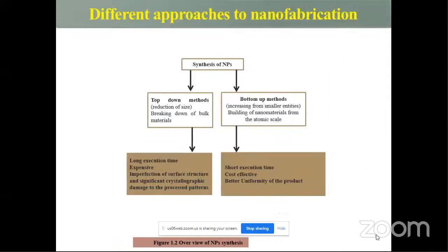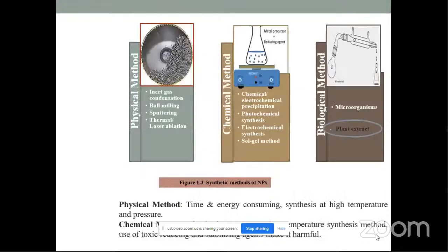There are different approaches to nanofabrication, either the top-down method or the bottom-up method for synthesis of nanoparticles. In the case of top-down, we are breaking down the bulk material into nanoparticles, reducing the size, and in the case of the bottom-up method, from the atomic scale, we are building up the nanomaterial. And there are different methods, either the physical method or chemical method or biological method.